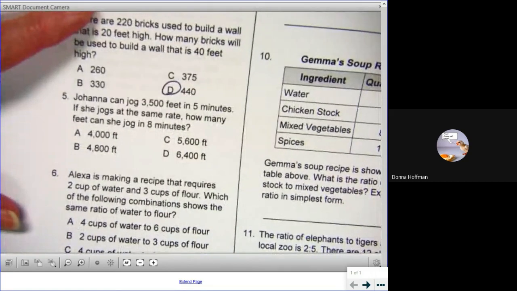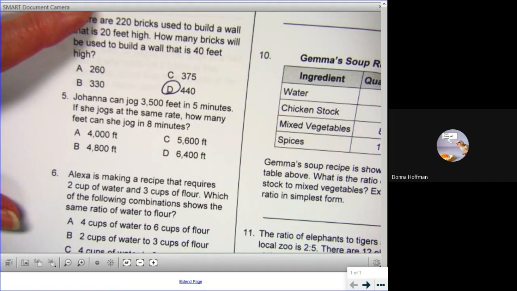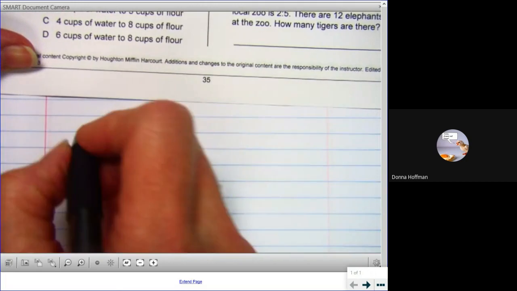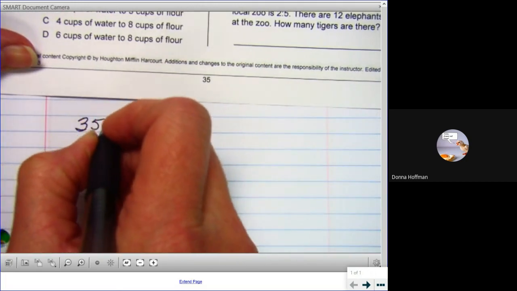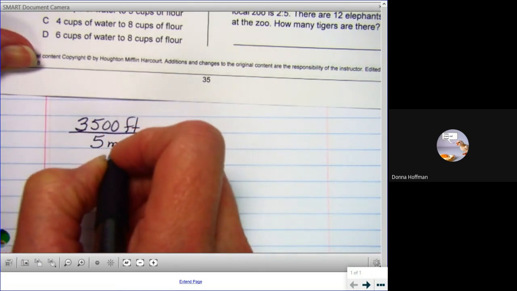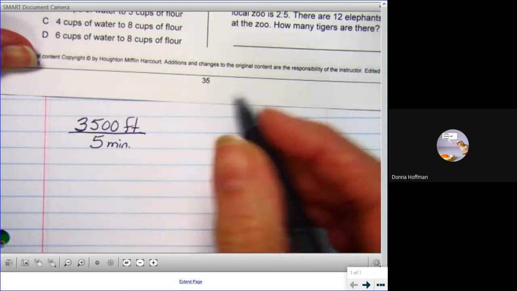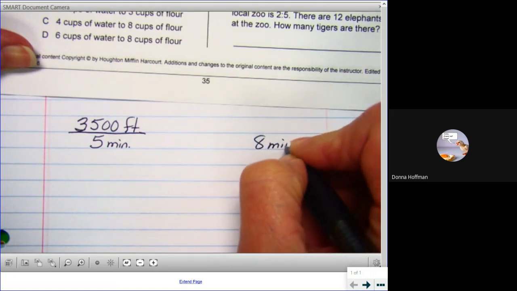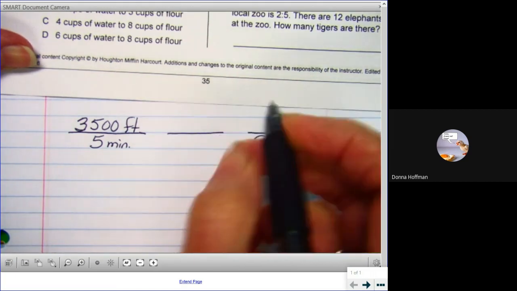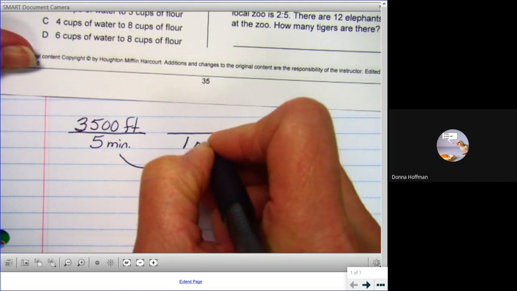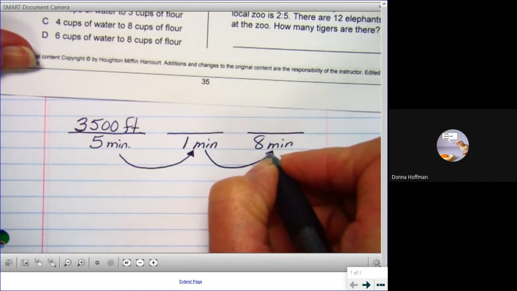Joanna can jog 3,500 feet in 5 minutes. If she jogs at the same rate, how many feet can she jog in 8 minutes? Set it up as proportion. Here's the problem. I'm going to 8 minutes. 5 and 8 are not friendly with each other. I need to find what it is for unit rate first. And then I can take it from the unit rate to where I need to go.